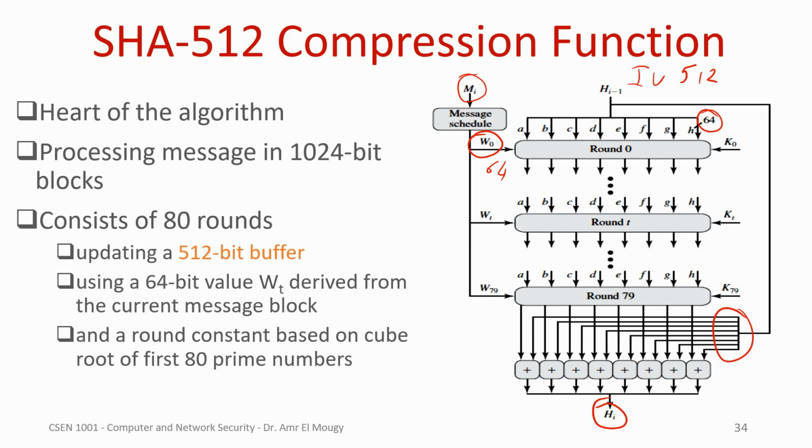So every time, the input to each function changes, because the input to each function is the output of the step before it, and the message that is input to it also changes. But the steps that are done between round 0 and round 79 are the same.